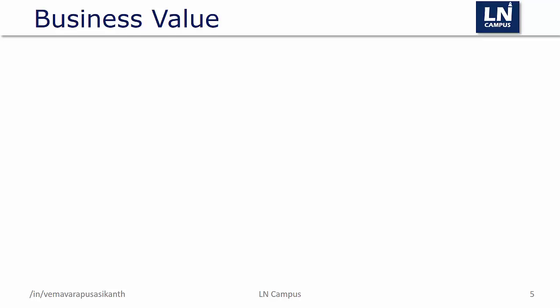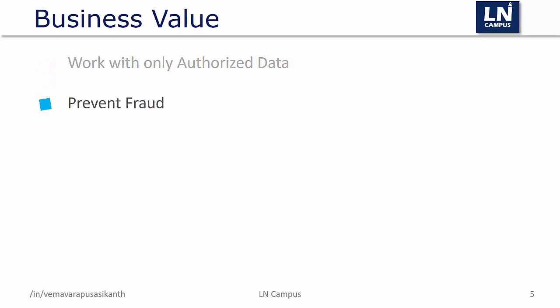Let's look at the business value. With the new sec module, we can make sure that people work only with the authorized data, which improves the data quality. This also helps prevent fraud. Users can work faster since they see less data, which is relevant to them. Users make fewer mistakes, and thus there is less chance of wrong transactions being generated due to incorrect data.